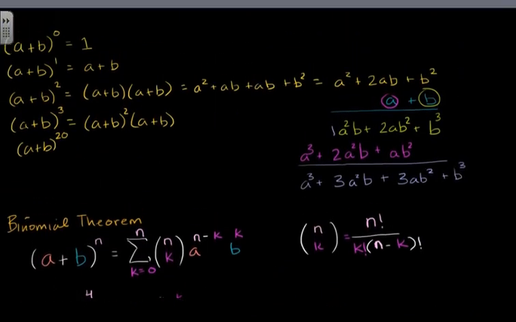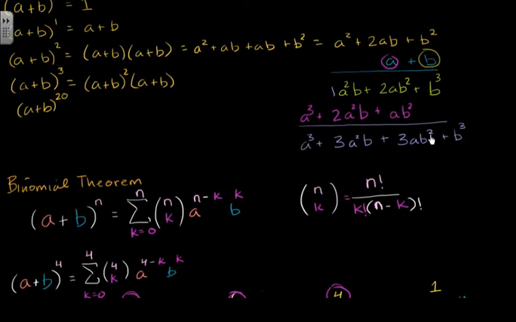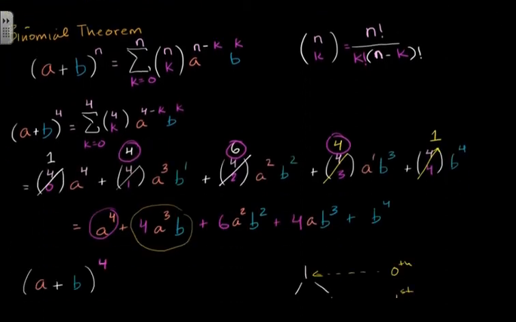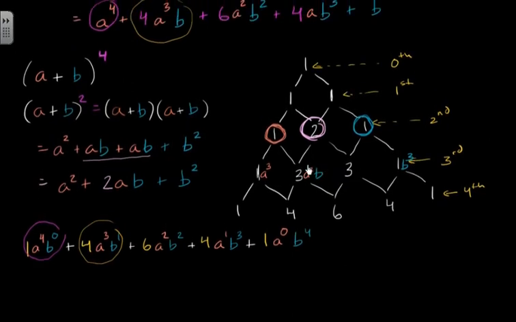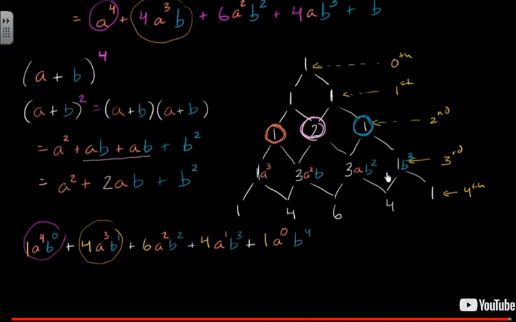But there's three ways to get a squared b. We did it all the way back over here. We saw that right over there. And there are three ways to get ab squared. And if you sum this up, you have the expansion of a plus b to the third power. So hopefully you found that interesting.